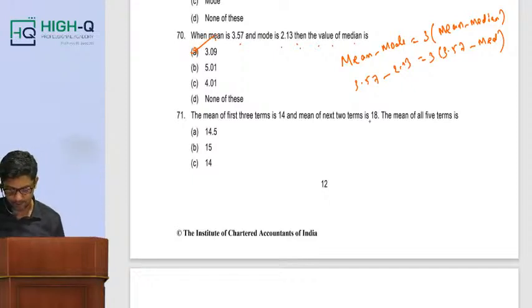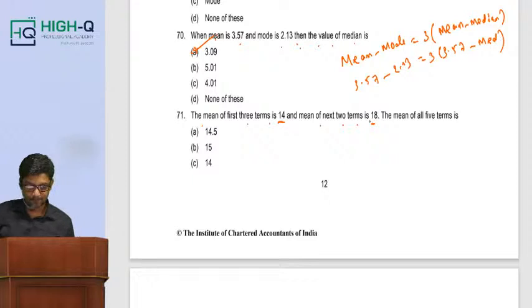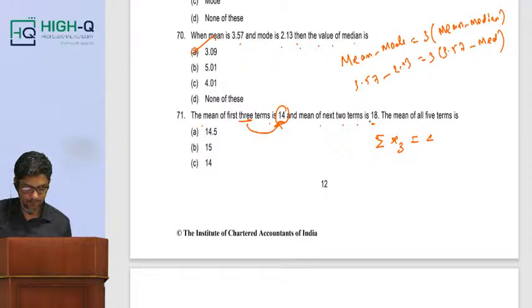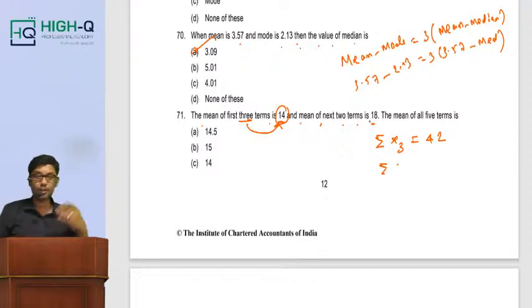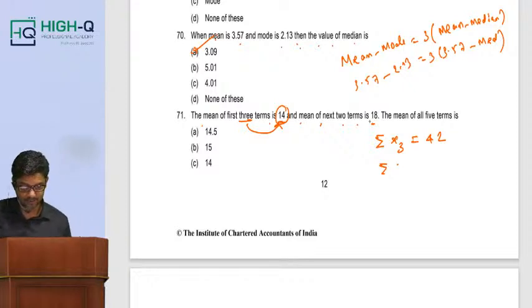Next, the mean of the first 3 terms is 14 and mean of the next 2 terms is 18. Then the mean of all 5 terms. Okay. See, mean of the first 3 terms, 3 into 14, 42. So sum of first 3 terms is equal to 42. Next, mean of the next 2 terms, that is the 4th term and the 5th term, is 18. That is, the sum of 4th term and 5th term is what? 18.